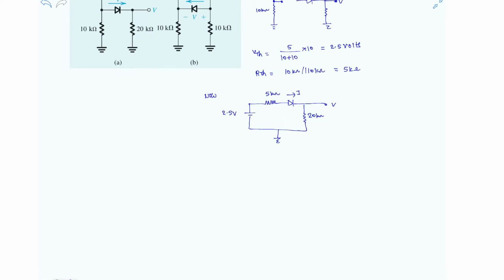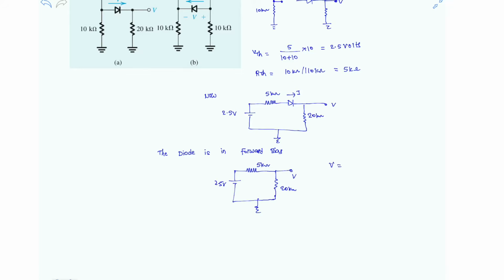So now clearly the diode is in forward bias. There is no doubt about it. So now let's replace the diode with its equivalent circuit. That is nothing but a short circuit because it is in forward bias. So clearly here it is 5 kilo ohm resistor, here it is 20 kilo ohm resistor, here it is 2.5 volt.